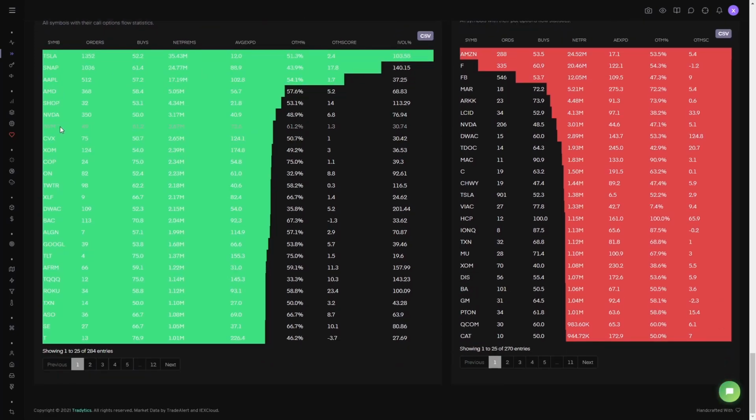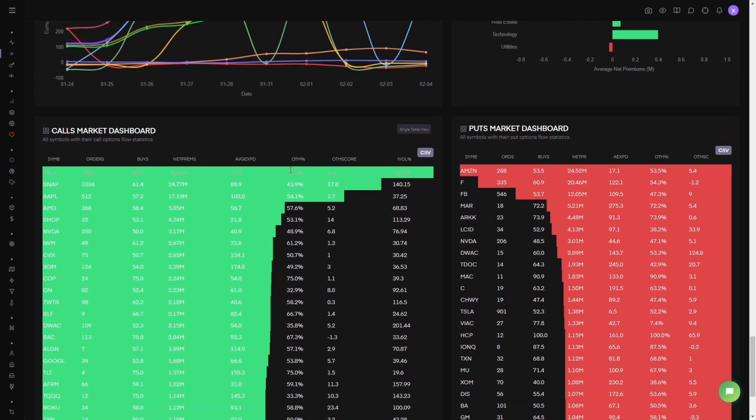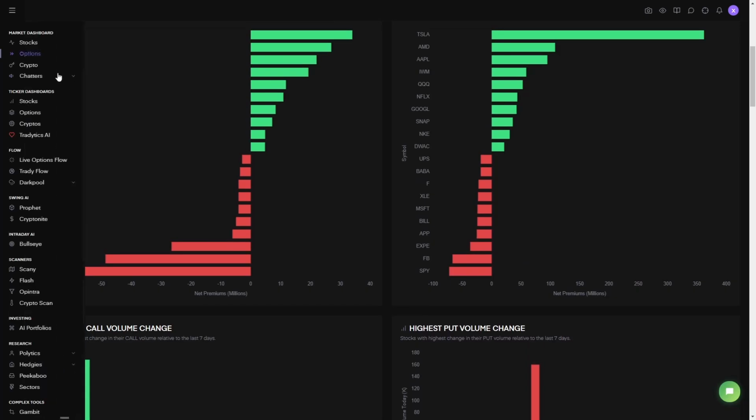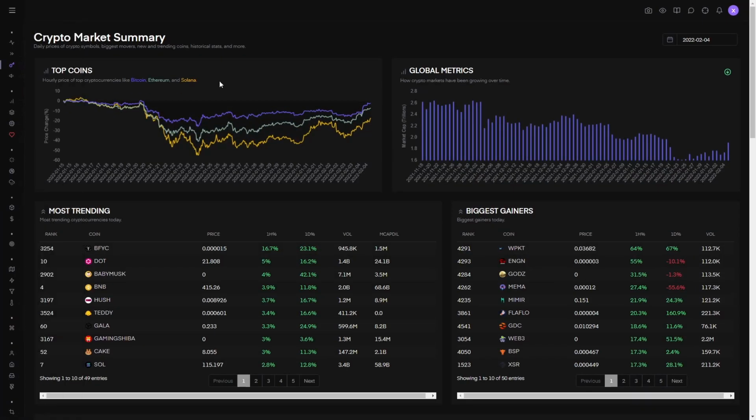So this is going to be for tons of different tickers, and it just has so much information: out of the money score, out of the money percent, AV, GEX, PD, net premiums, buys, orders, symbol. We keep moving on. Crypto has some information on crypto, which is extremely cool. You can see the top coins, global metrics.